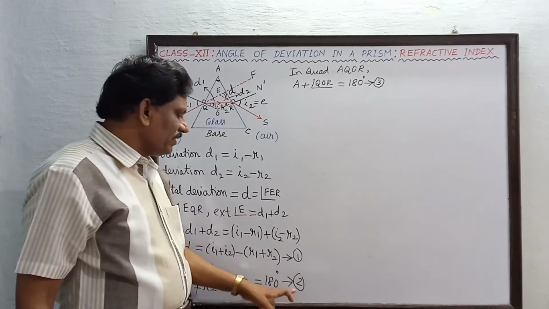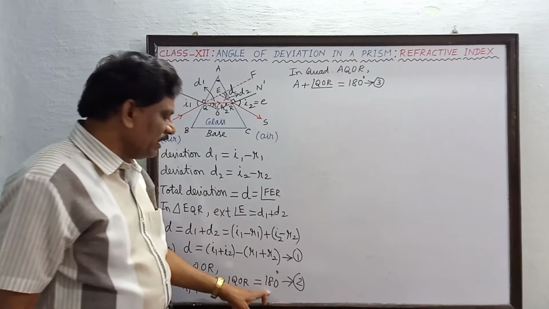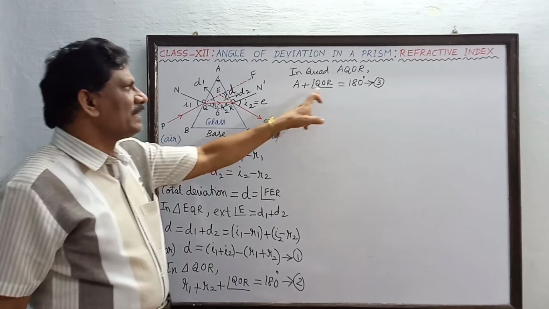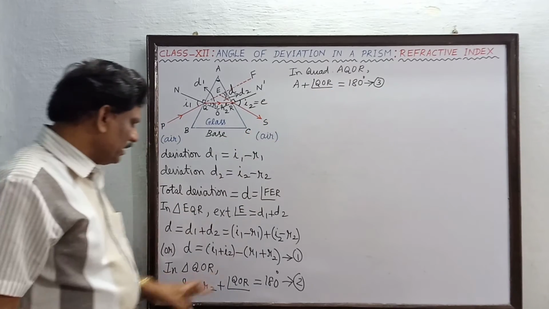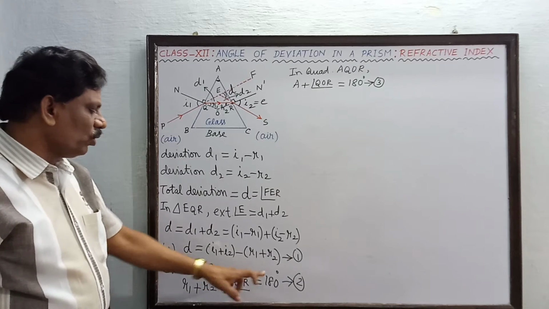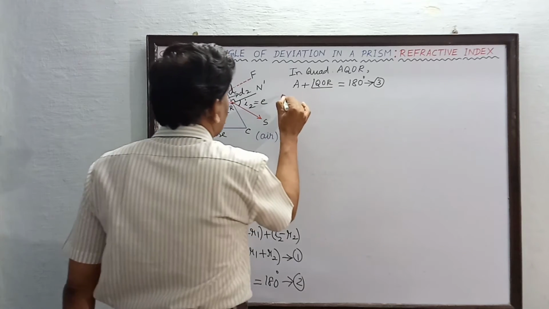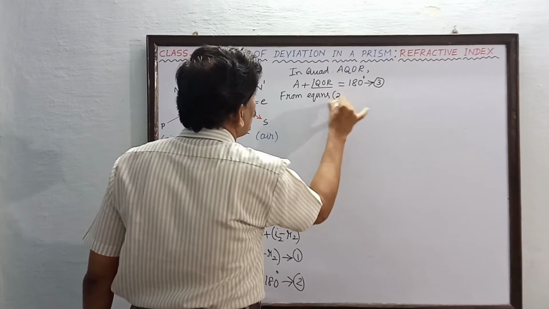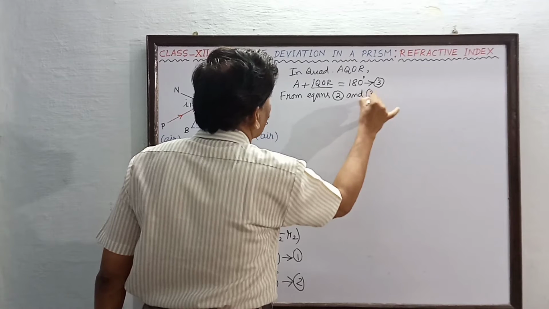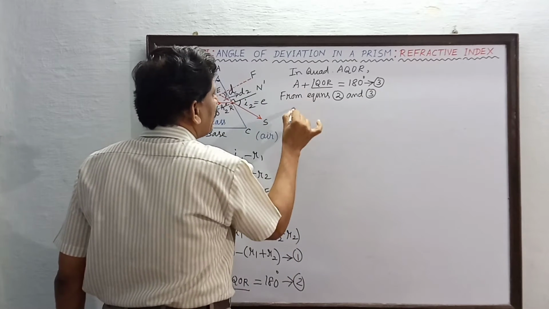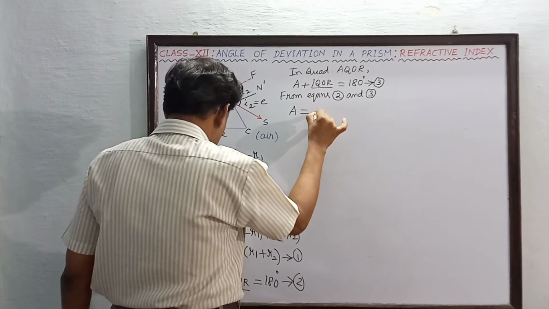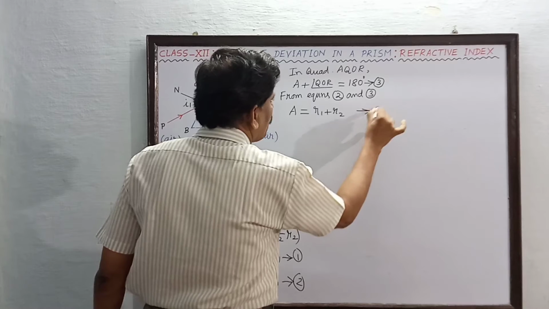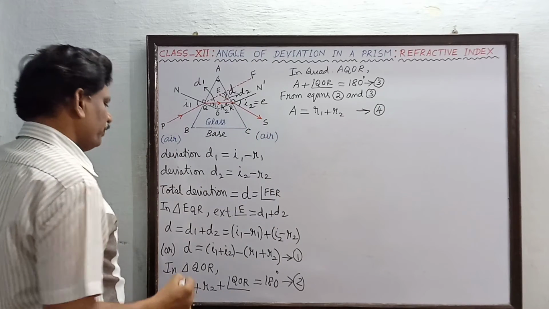So the right hand sides of equations 2 and 3 are equal, 180 degrees. Therefore the left hand sides must be equal. So A plus angle QR is equal to 180. Here R1 plus R2 plus angle QOR is also equal to 180 degrees. So from equations 2 and 3, this angle A must be equal to R1 plus R2. A is equal to R1 plus R2, and this is equation 4.